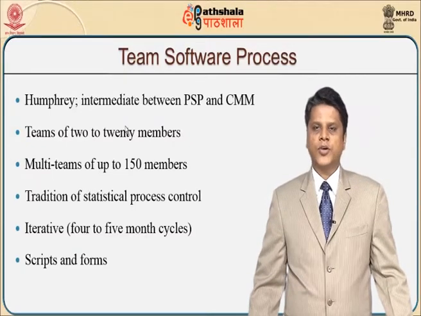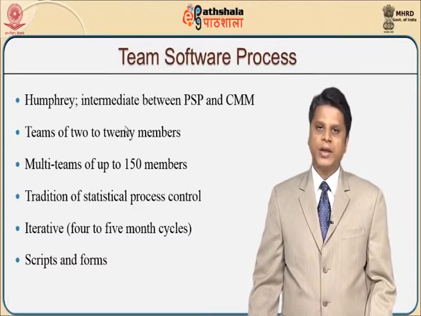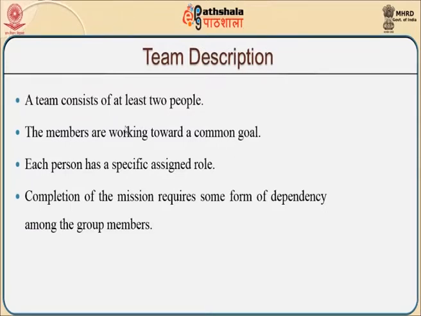And because of this team software process, we are about to write scripts and forms, which we have actually done for the personal software process. So, looking at the description and the size of the team, a team should consist of at least 2 people. If it is less than 2, then it becomes a personal software process, where we personally understand every person's characteristics and the quality that is to be maintained. So, a typical size that we expect on a team should be more than 2.